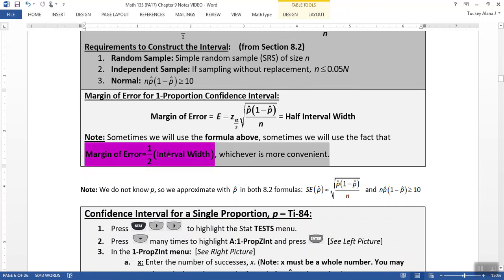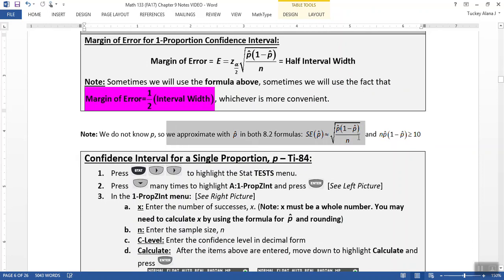Sometimes it's actually easier for us, matter of fact a lot of the time, to just use that to find the margin of error. So if I give you the interval already for a problem, if I say the interval is from 10 to 30, then you would tell me the margin of error is 10, because from 10 to 30 is a distance of 20. That means the interval's width is 20, and you would cut that in half and make it 10.